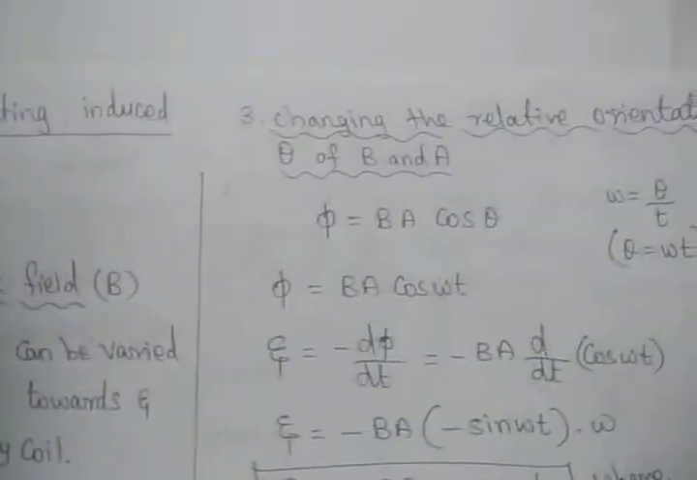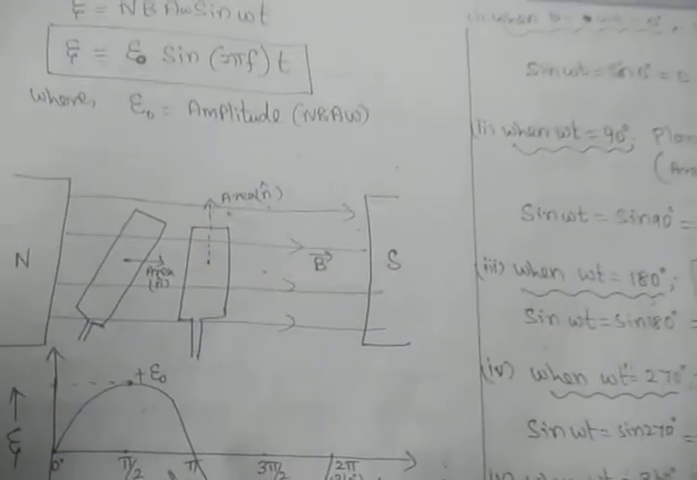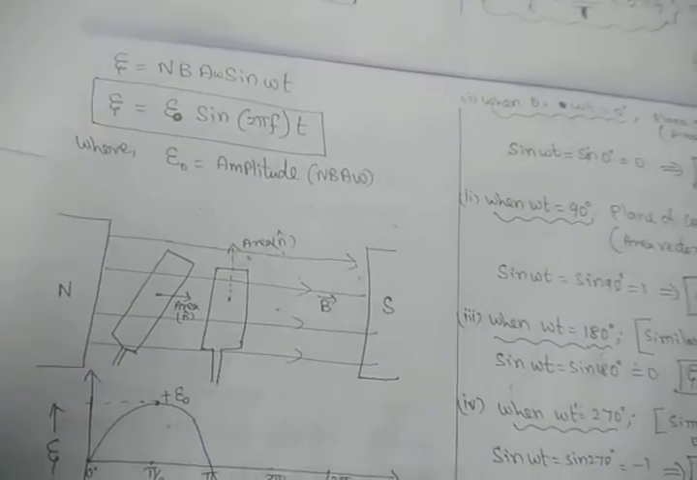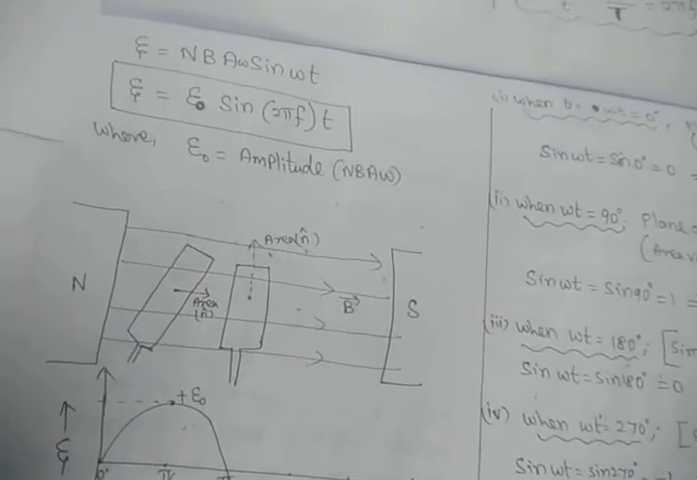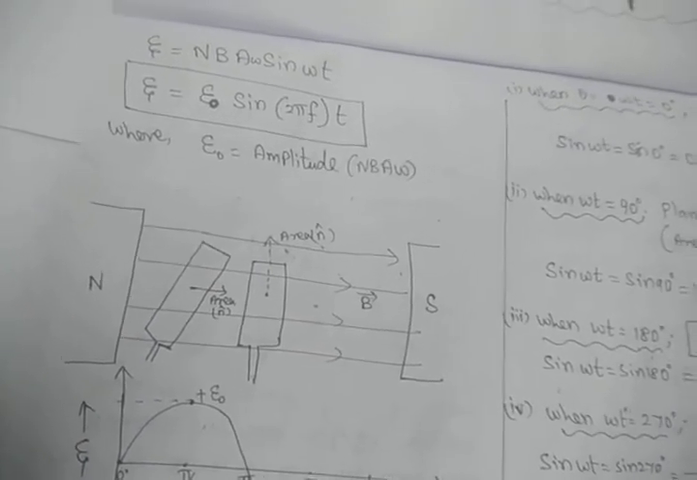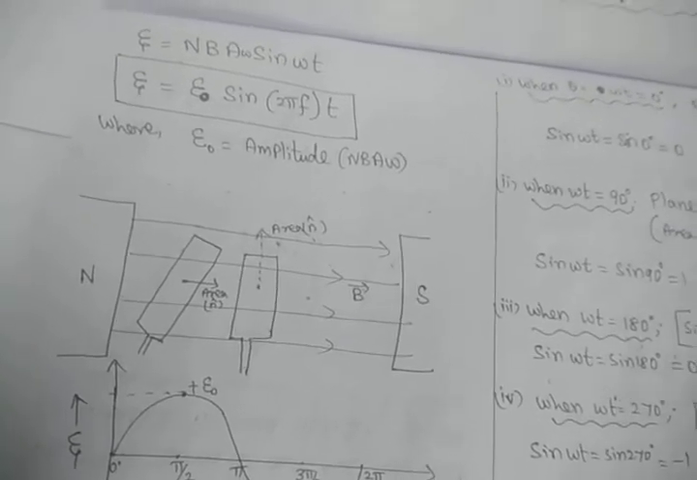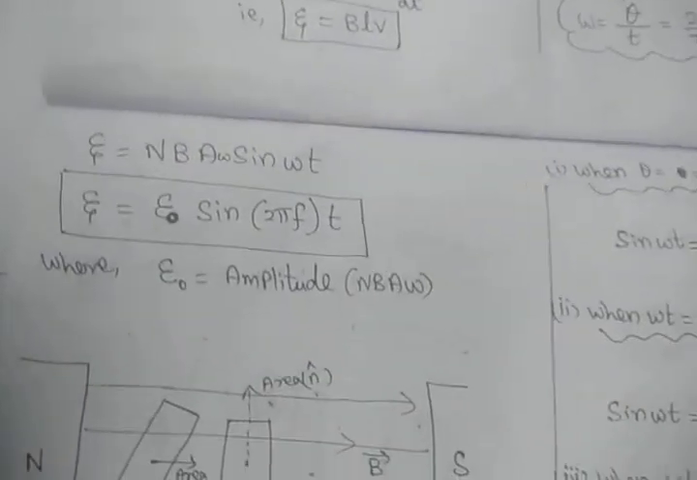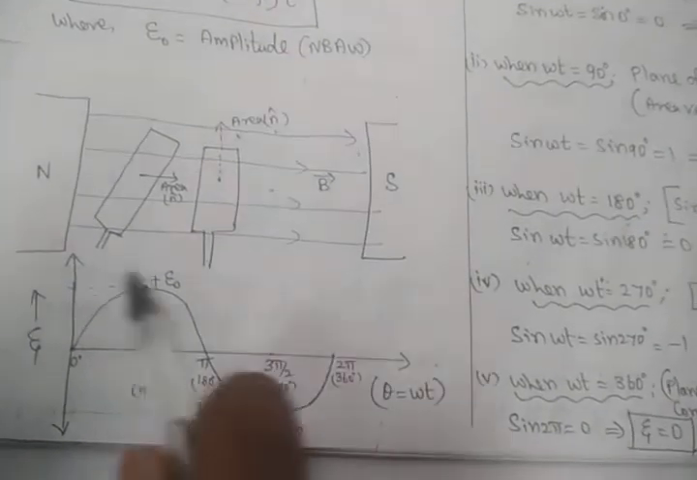So this clearly explains the change in the relative orientation of theta, and how the EMF varies. By this only the electric generator works. Whenever the coil is rotating in between the magnetic field, there will be a change in magnetic flux, and that change in magnetic flux induces the EMF in an alternating wave, in a sinusoidal wave. Hence we say that it is an AC current, alternating current.